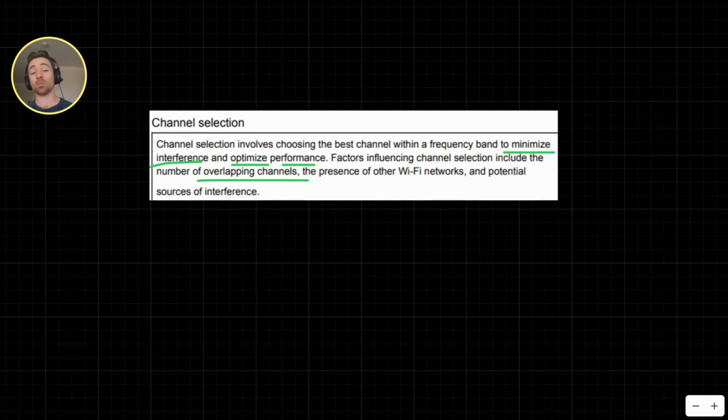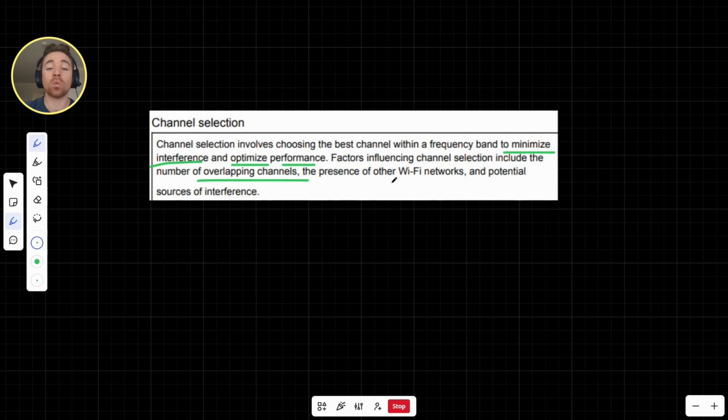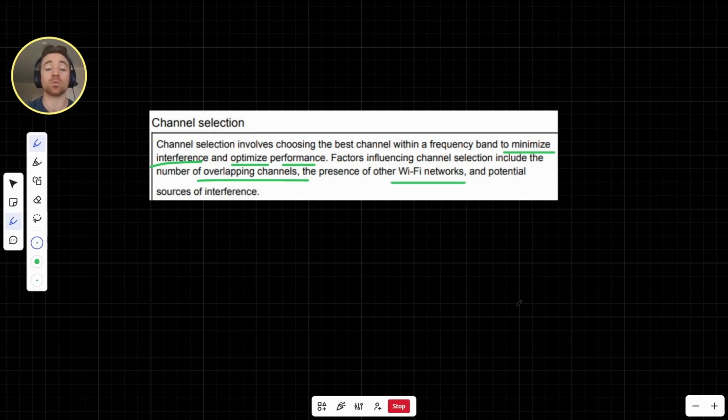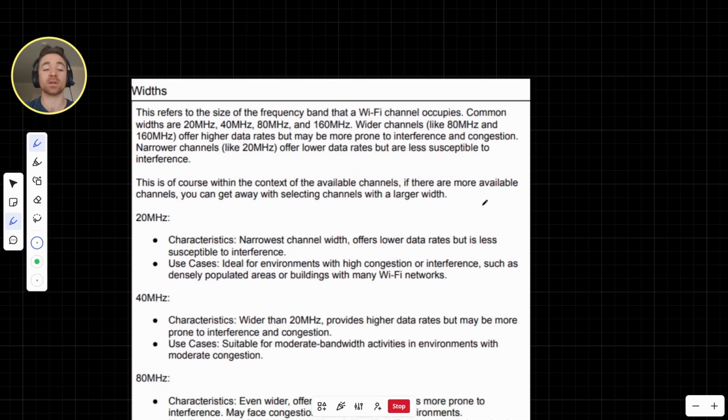Whereas 5 has more channels you can use, 6 gigahertz has more channels you can use, all right? The more Wi-Fi networks around, the better off you are using a smaller channel width, because the less likely you are to run into someone, all right? So we'll get into some specifics here with the widths.